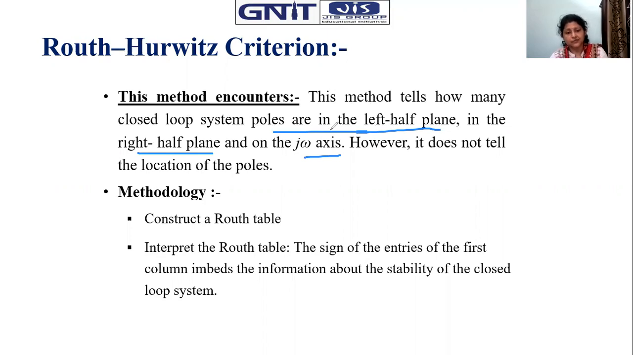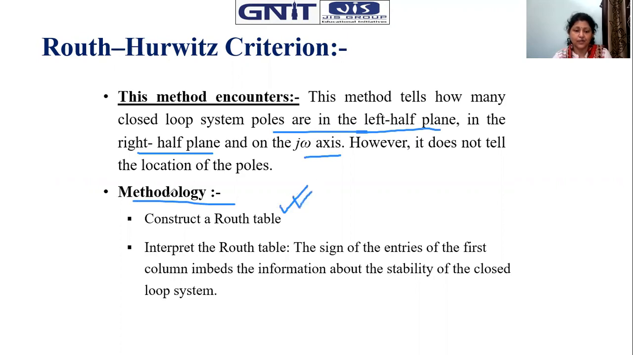Basically, the solution of the characteristic equation, the roots of the characteristic equation, that is basically in the left half, right half, or on the imaginary axis. And what is the methodology they adopted? That is the construction of the Routh table.